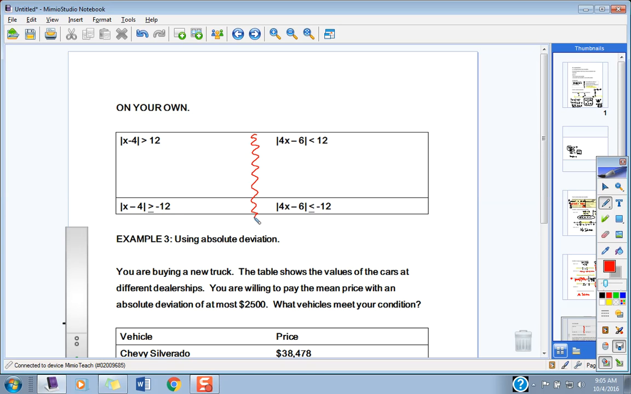Okay, take a minute and do those, all right? Do all four of them. Obviously, in these bottom two, there's not a lot of room because it's either going to be many solutions or no solution.